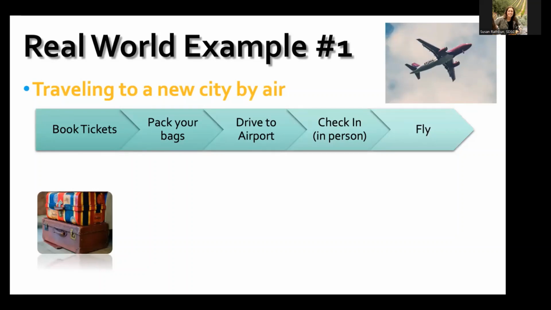Like when we are going out of city, we book tickets, we pack bags, we drive to airport, we can check in person, or we can do it while driving, while another person is driving us, like when we are in Uber, and then we fly out of city. So these are steps that you take to get some results.